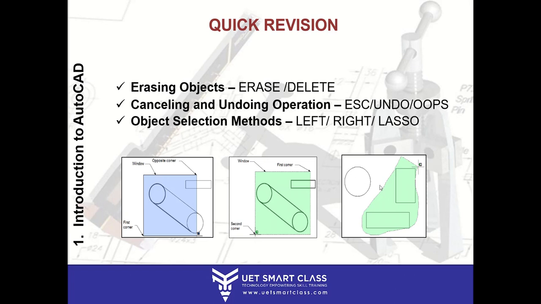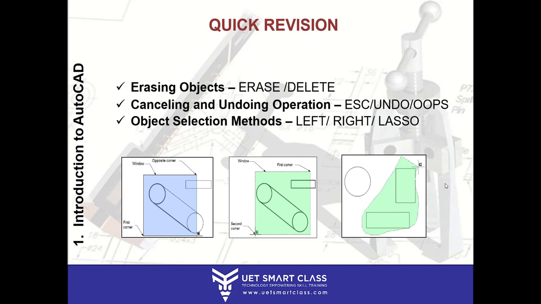The third method we discussed was the lasso method. By default, your AutoCAD does not show the lasso method at times. So you can go to the options dialog box, go to the selection tab, and click the checkbox where it is mentioned to allow press and drag for lasso. The lasso method does the same thing. If you draw from the left, it will draw in blue color, and if you draw from the right side, it will draw in green color with dotted lines.